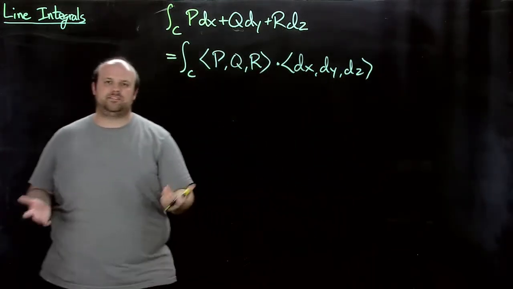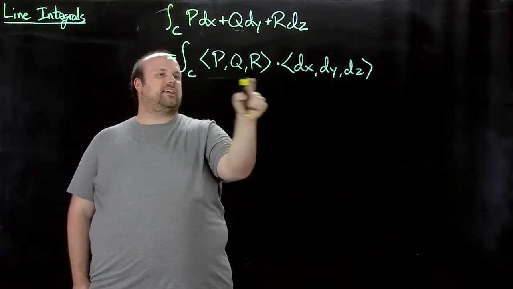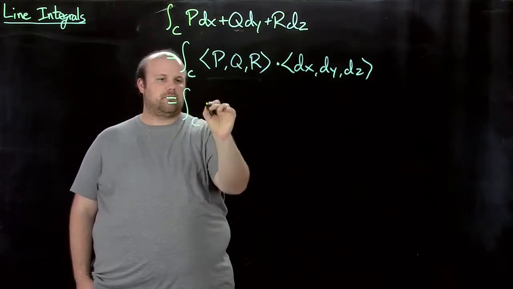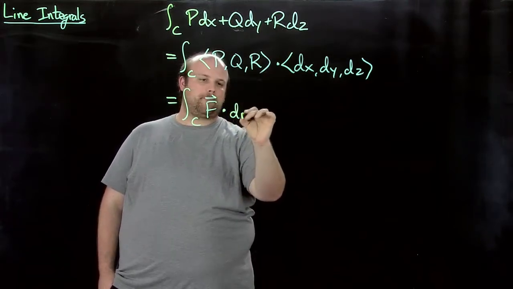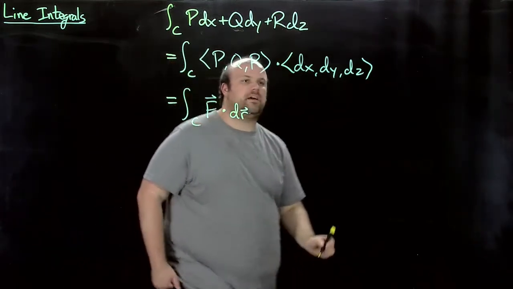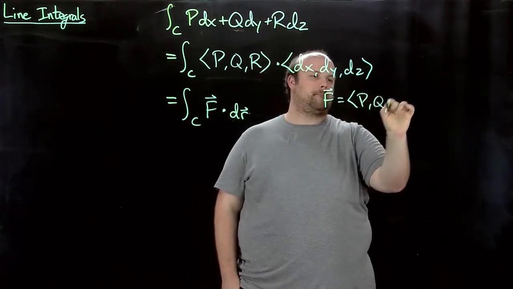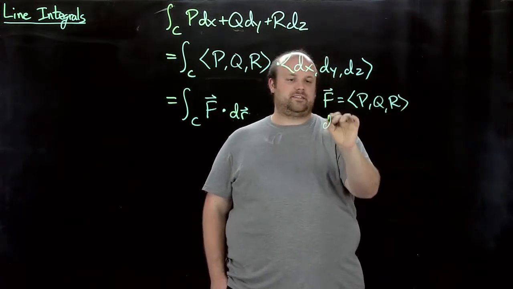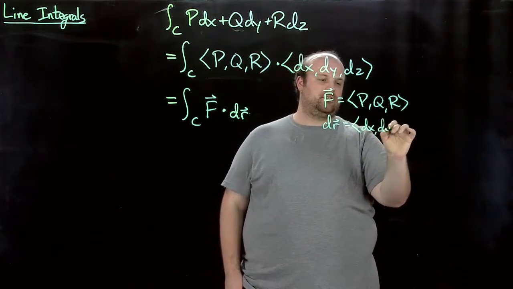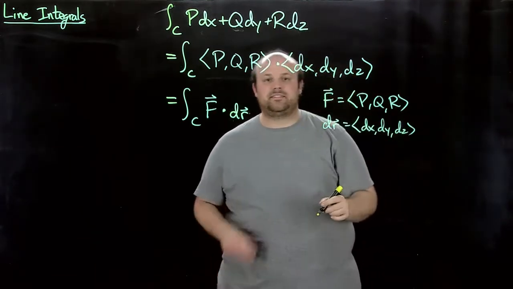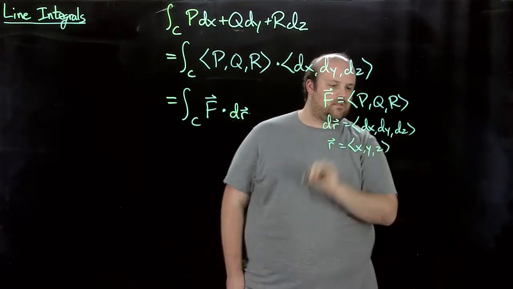Right? Because why not? All right. Well, now I'm going to call this thing f, and this thing dr. Right? So f, this is a vector field, pqr, and this thing, dr, is this guy up here, dx, dy, dz. And so that's the differential of something like this. Right?